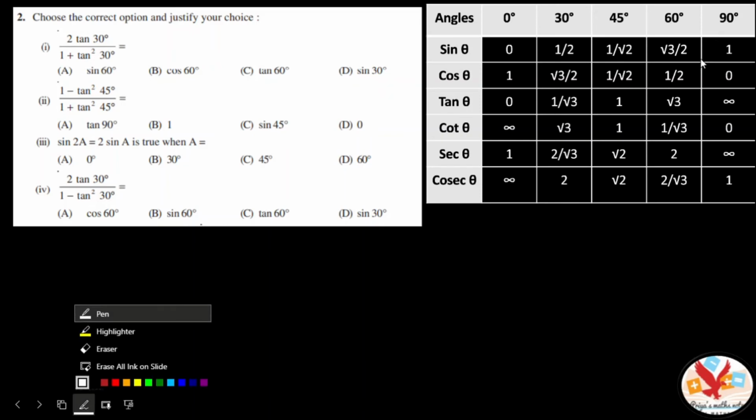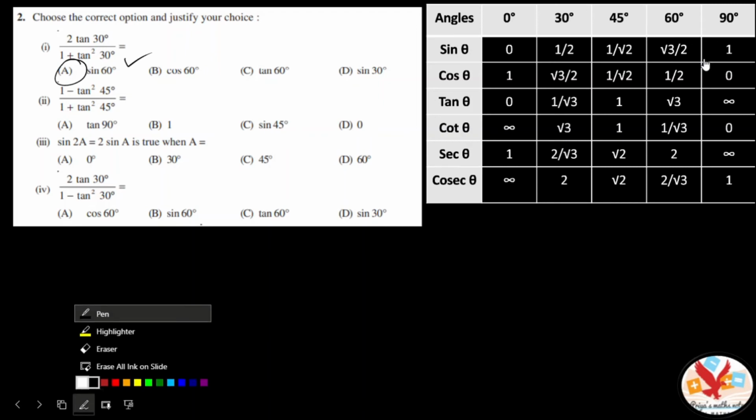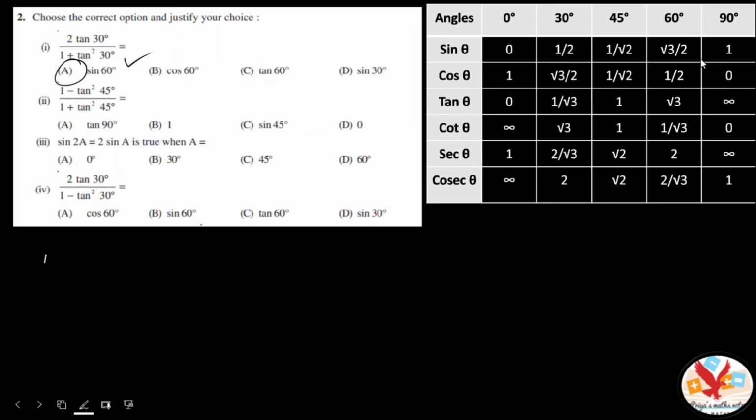Now, option A, sine 60 degree is the correct answer. Okay, now let us go to problem number 2. The same thing we are going to do. What is tan 45 degree? It is 1. So (1 minus 1) by (1 plus 1) is equal to 0. Therefore, option D is the correct answer. 0 is the correct answer.